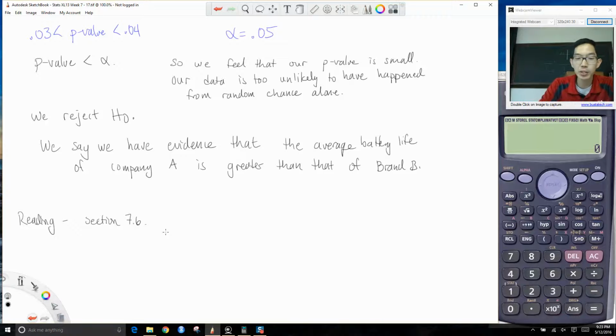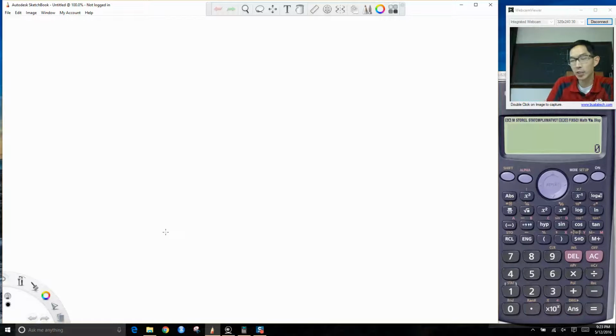Okay, so I'm going to jump ahead, and we'll come back and finish off one section from Chapter 7 next week. But I'm going to cover one section in Chapter 8. So Chapter 8, Section 2. This is on the t-test for paired data.